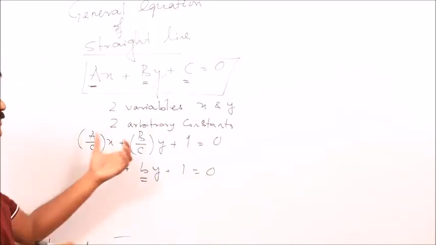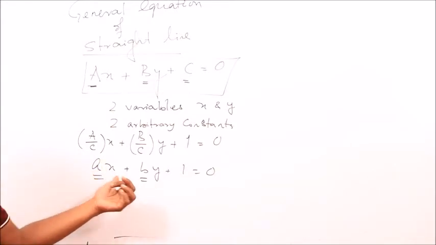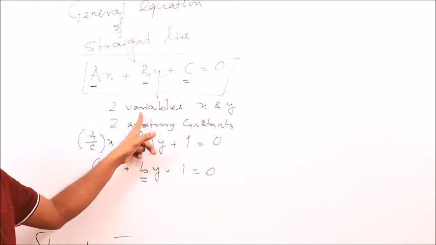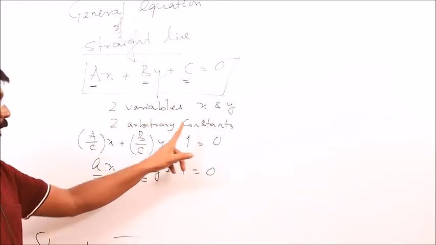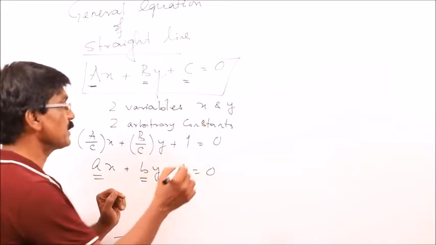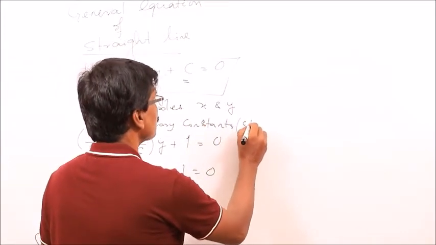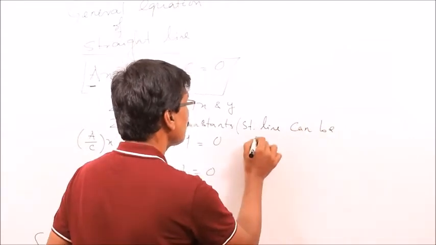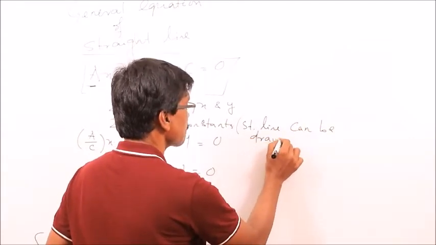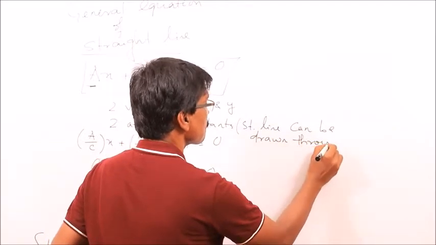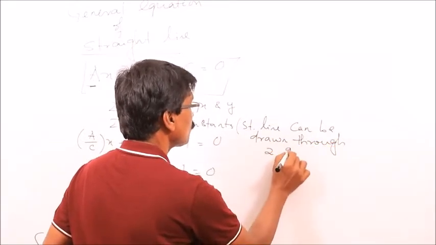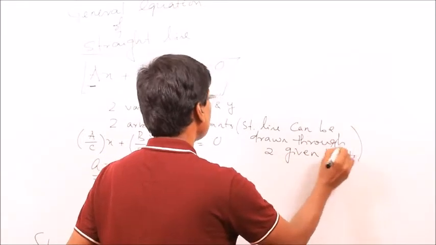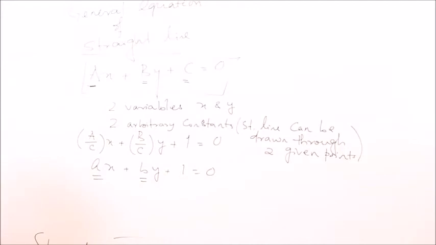So arbitrary means unknown constants. So it has two unknown constants. So a straight line has two unknown variables x and y and two arbitrary constants. So that means two arbitrary constants, a straight line can be drawn through two given points, because it has two arbitrary constants.